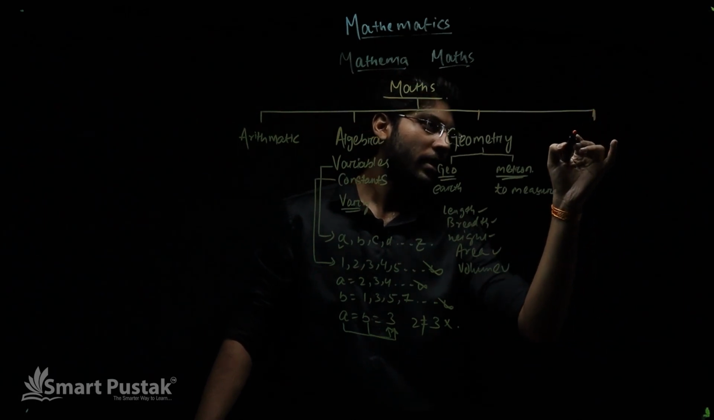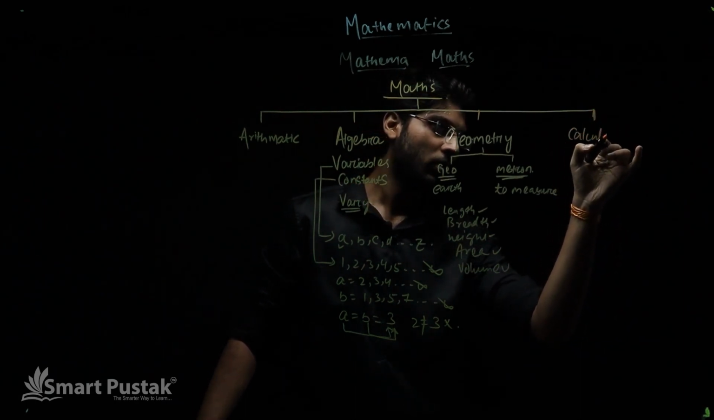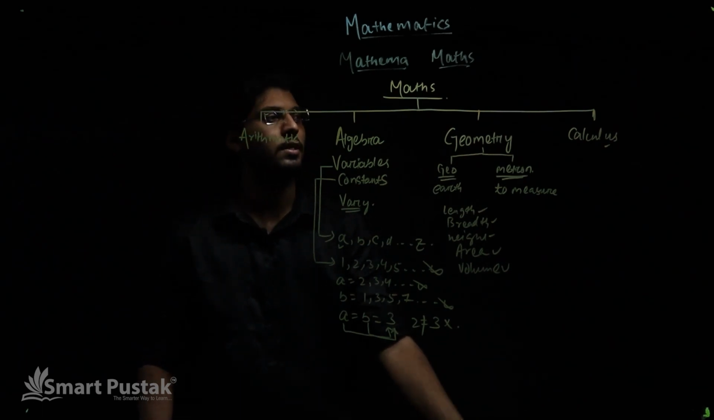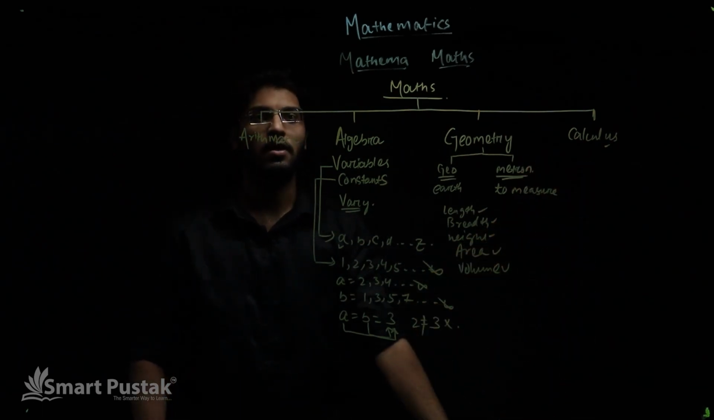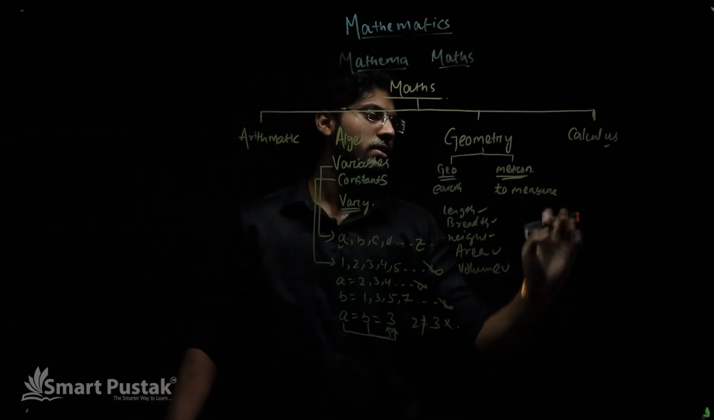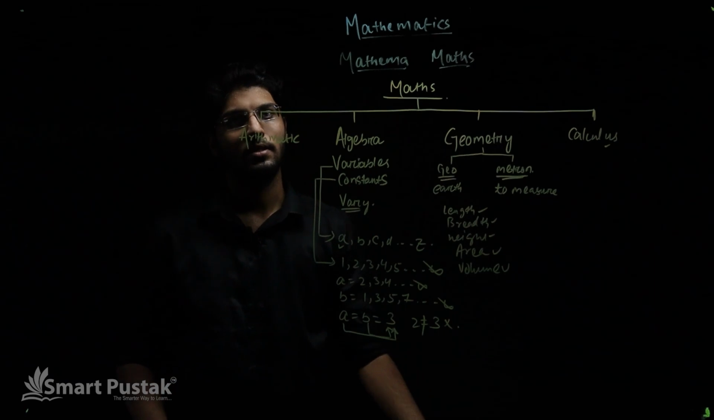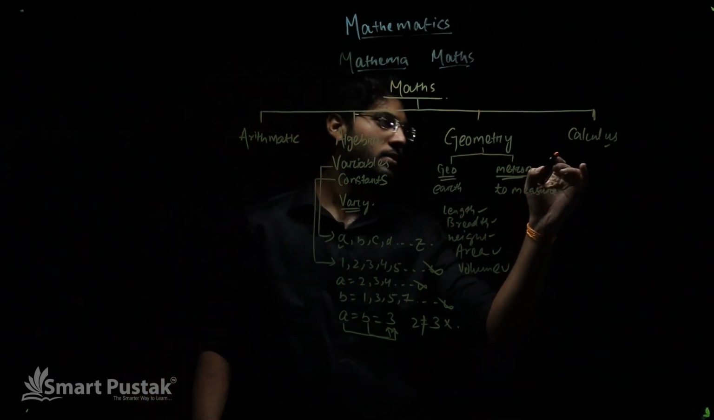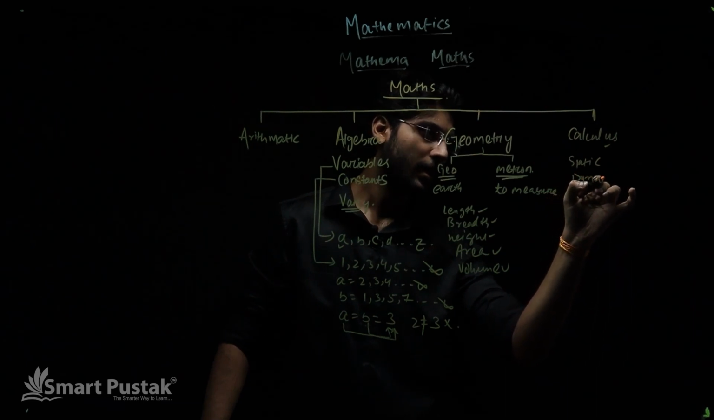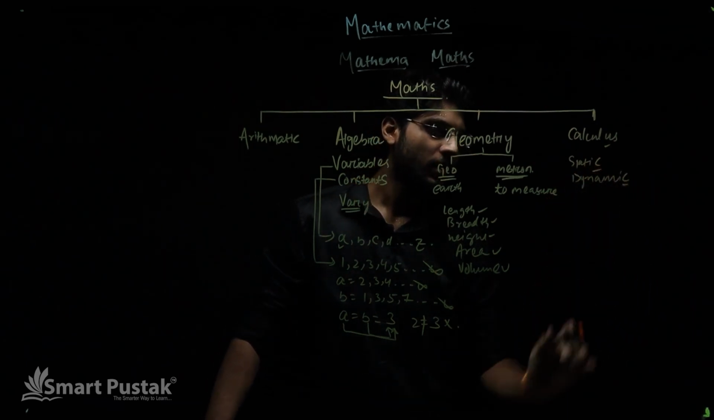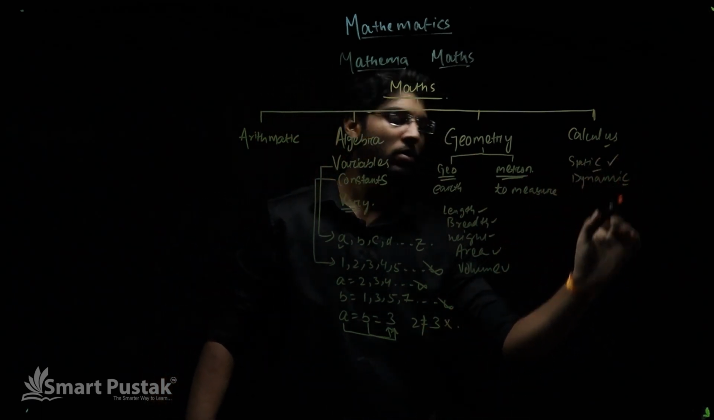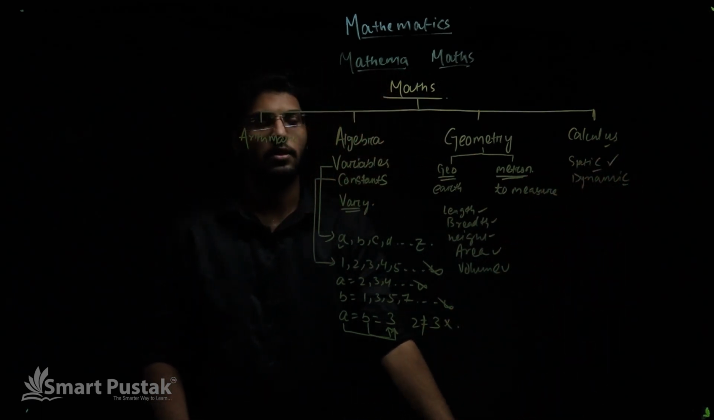The last branch of our mathematics is calculus. This is a very important branch of mathematics, and it is also termed the advanced branch of mathematics. We can say that without calculus, our mathematics is always static. Now the question is, what is static and what is dynamic? For example, static means its value will remain constant throughout and never change.